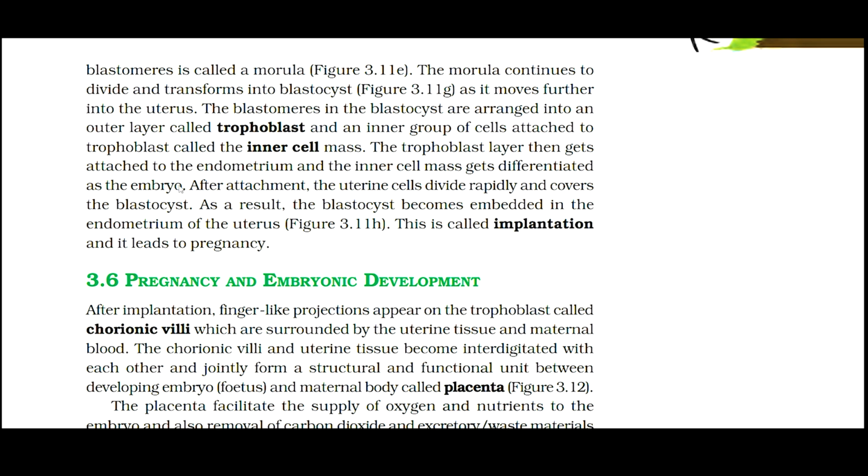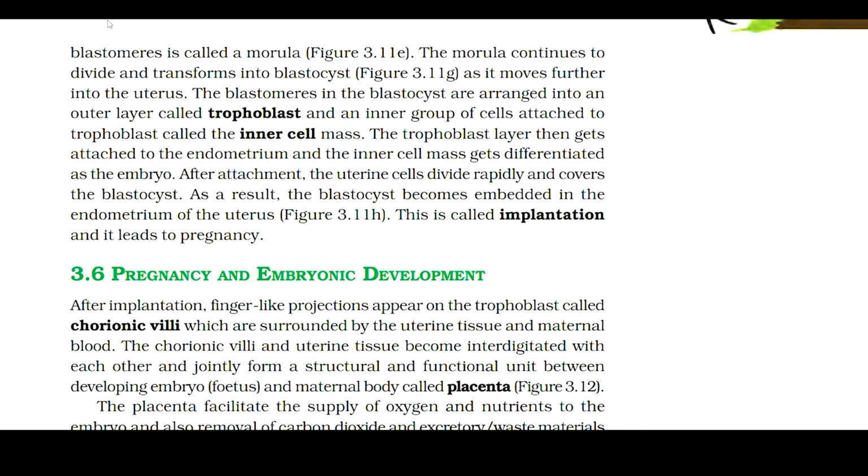After attachment, the uterine cells divide rapidly and cover the blastocyst. As a result, the blastocyst becomes embedded in the endometrium of the uterus, which is given in figure 3.11h. This is called implantation and it leads to pregnancy. Point 6. Pregnancy and embryonic development.